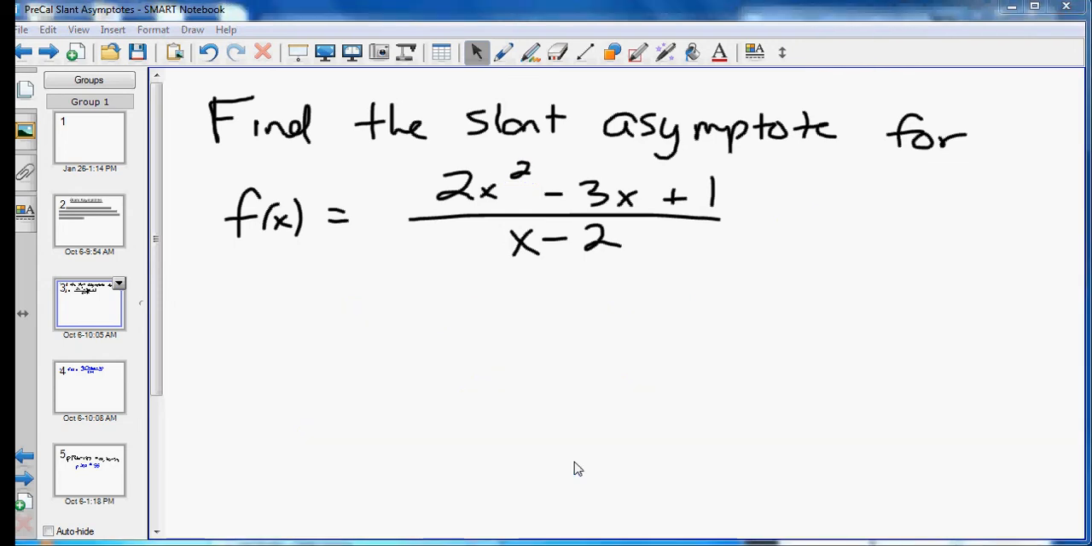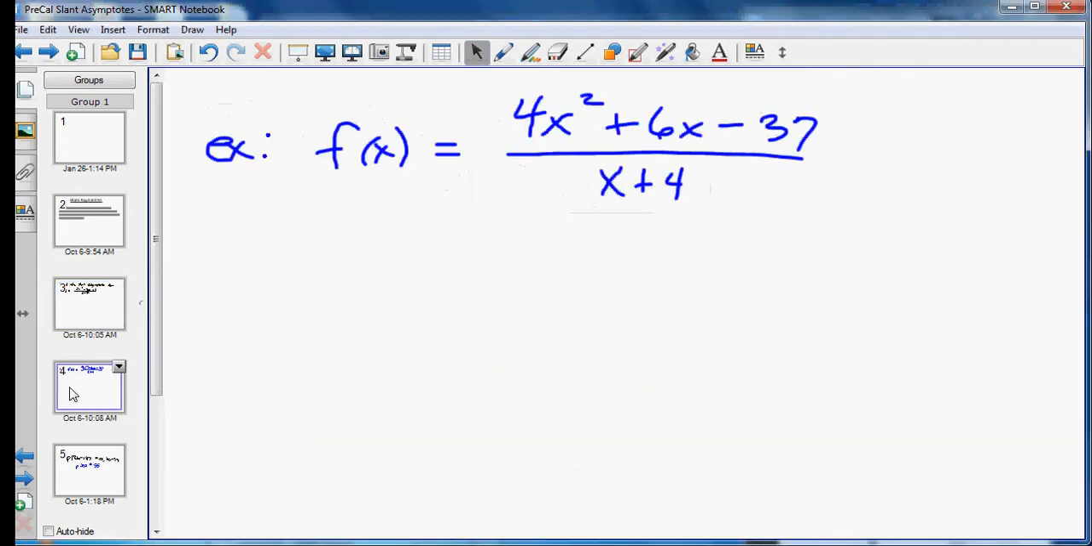Let's try another. So when you're asked to find a slant asymptote, your first thought should be, is there one? You need to make sure you check to see if there is actually a slant asymptote. And on this one again, there is, because the degree in the numerator, 2, is exactly one bigger than the degree, 1, of the denominator.